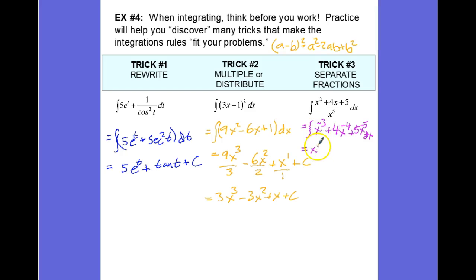And so raising this power, we have x to the negative 2 divided by negative 2 plus, pardon me, that should be 4x to the negative 3 divided by negative 3, and then plus, and this is x to the negative 5, so that'll be 5x to the negative 4 divided by negative 4 plus c. And so let me just come down here where I've got some more room. And this will be negative 1 over 2x squared minus 4 over x cubed minus 5 over 4x to the 4th plus c.